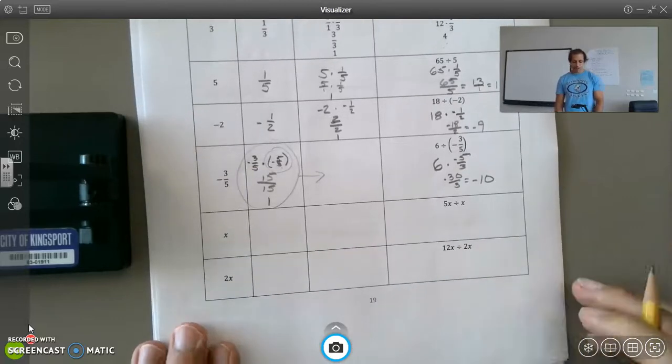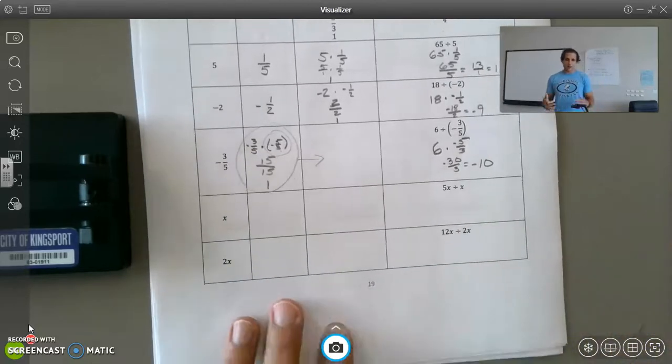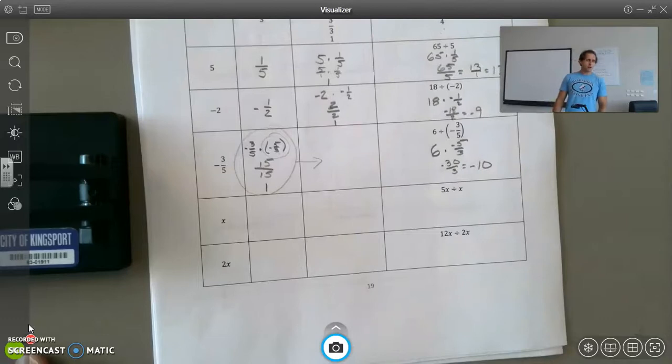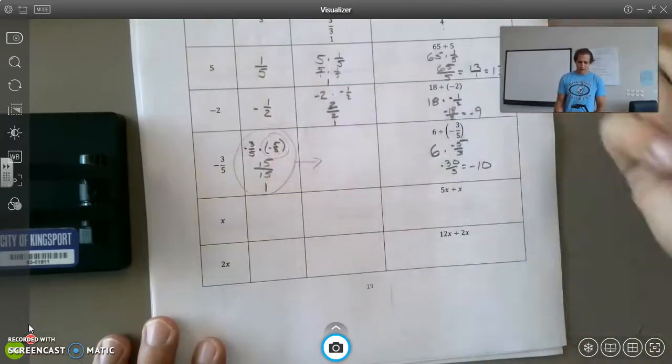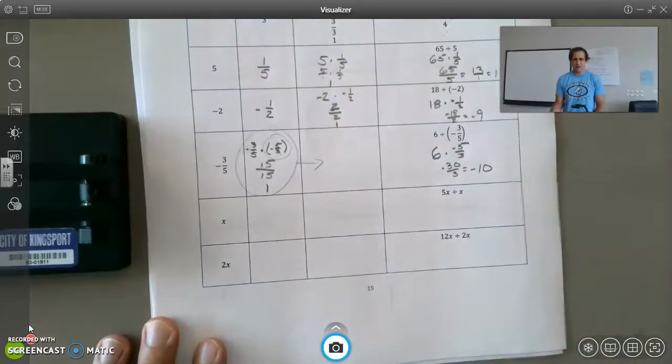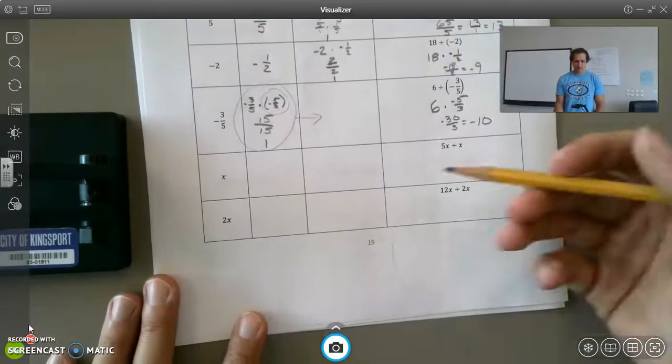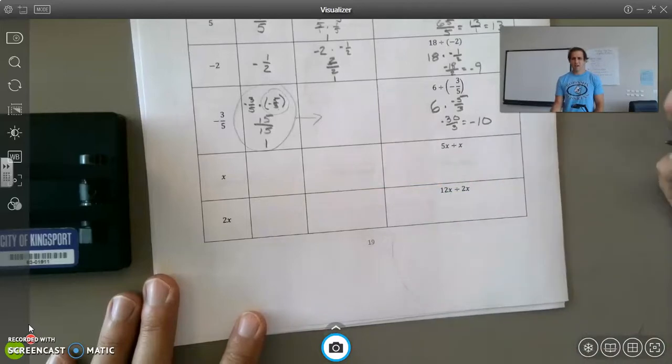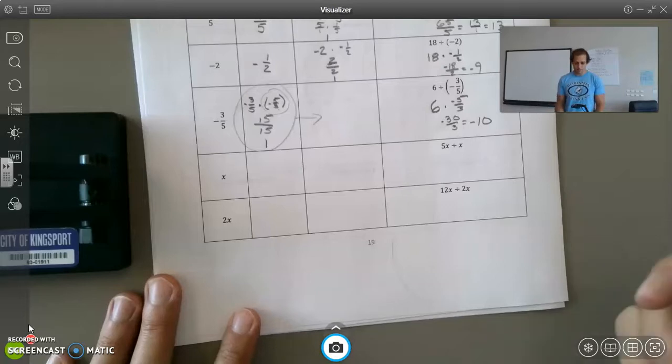Great. Now we get to these variables again. All of this, I knew how to divide. I can divide by 3. I can divide by 5. I knew how to do that. But now it's, how do we divide by x? How do we divide by 2x? And now we need to start to really use that conceptual understanding of multiplying by a reciprocal.